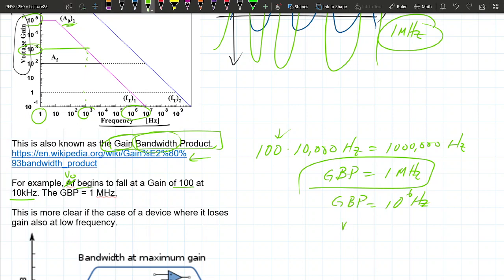And now my voltage input, the frequency, I want a gain equal to 10. What's the fastest you can run this amplifier? What will be the frequency of the input that you want? 10 to the 5 hertz, and that's 100 kilohertz. So this is how you can, just by looking at one number on your operational amplifier, see if it's good enough for your application.